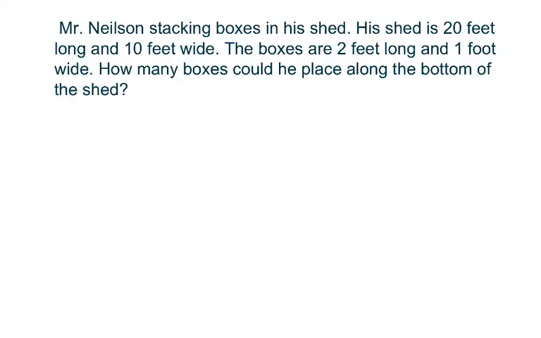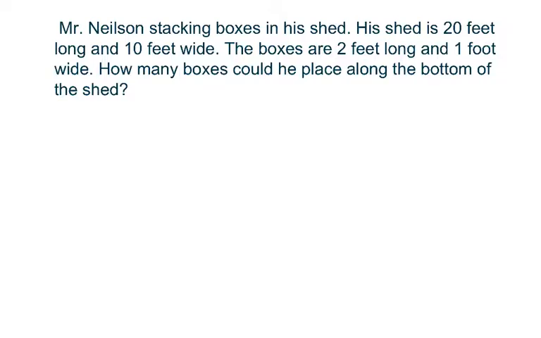Okay, here is an example that can help you with problem number 5 on this week's math review page. So, Mr. Nielsen, there's a typo there, but I'm not going to fix it. Mr. Nielsen is stacking boxes in his shed. His shed is 20 feet long and 10 feet wide. The boxes are 2 feet long and 1 foot wide. How many boxes could he place along the bottom of the shed?